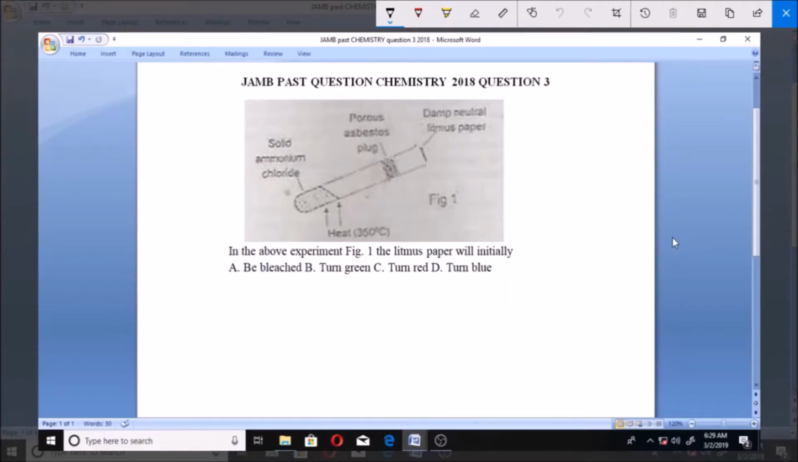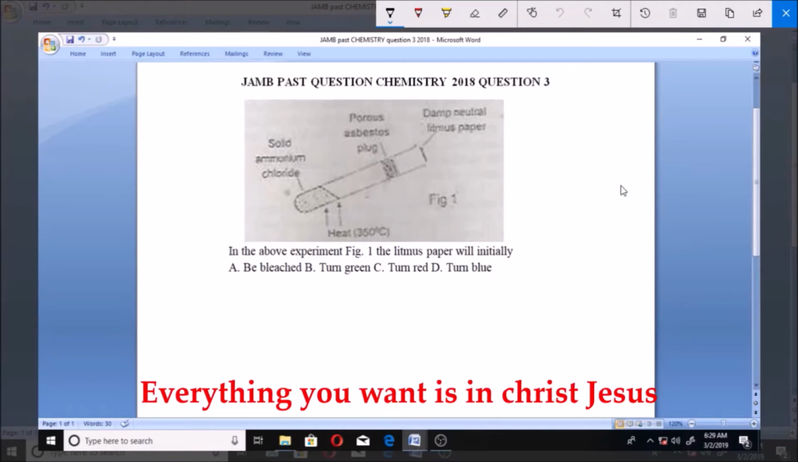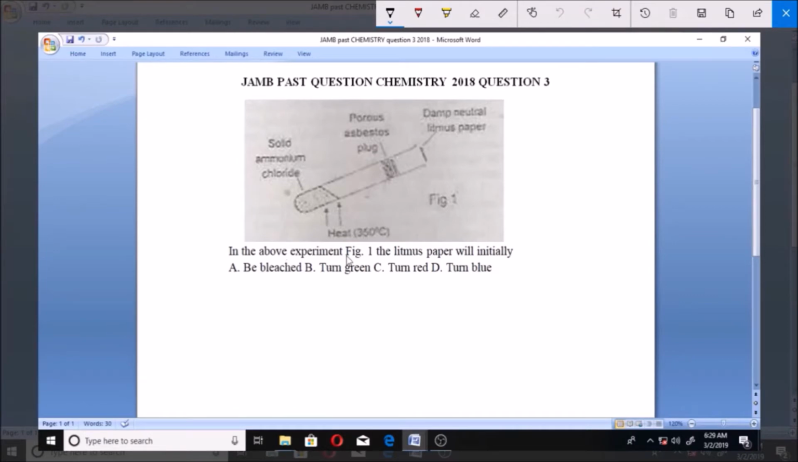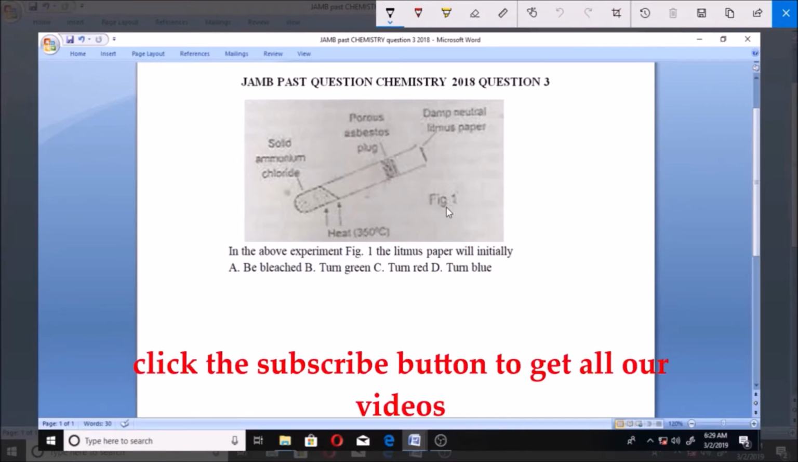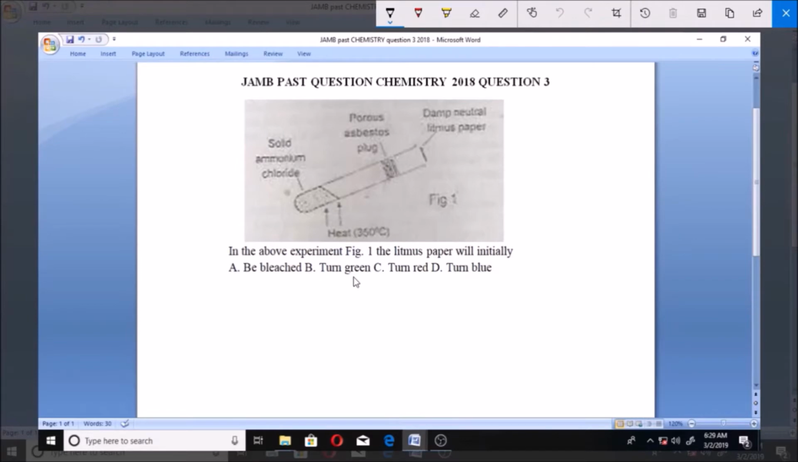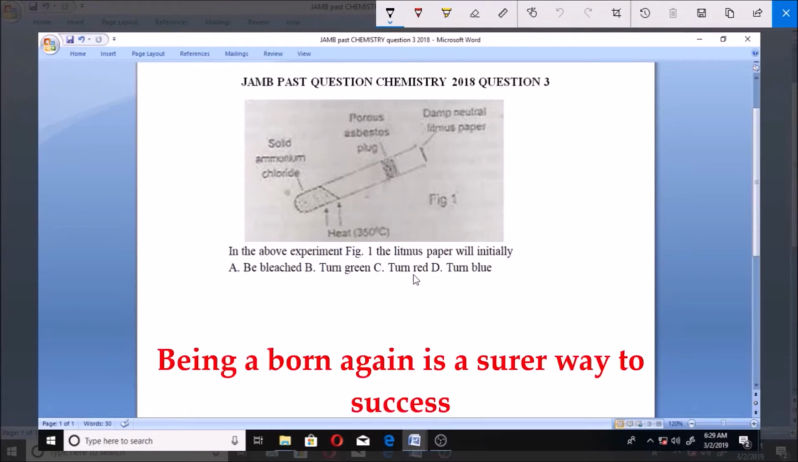Hello, welcome. Let's look at this JAMB past question, chemistry 2018, question number 3. In the above experiment, fig 1, the litmus paper will initially: A. be placed, B. turn green, C. turn red, D. turn blue.